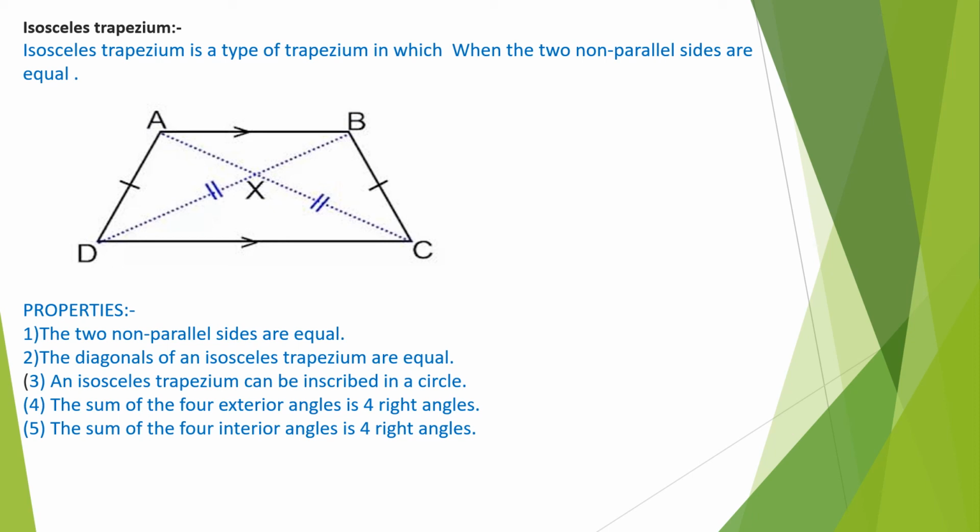That means 4 right angles. 4 right angles means 4 times 90 degrees, which is 360 degrees. We can use the words 4 right angles or we can also use the words 360 degrees. I hope you understood about the properties of trapezium and isosceles trapezium, children.